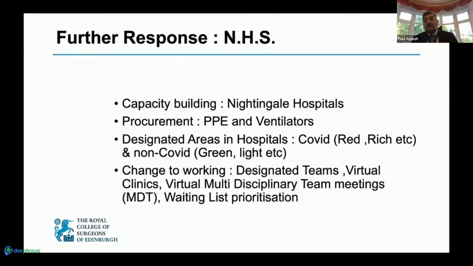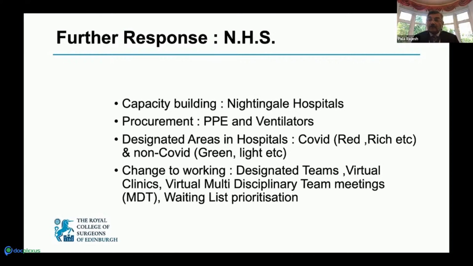The NHS continued to look at capacity building. Nightingale hospitals were put together in various cities in the United Kingdom, starting from London, Birmingham, Manchester, and now it has gone on to other areas as well. And these Nightingale hospitals were set up fairly rapidly. So by this time, the procurement of PPE had improved. The United Kingdom started making masks and PPE equipment in various centers where they converted their businesses to making the PPE.